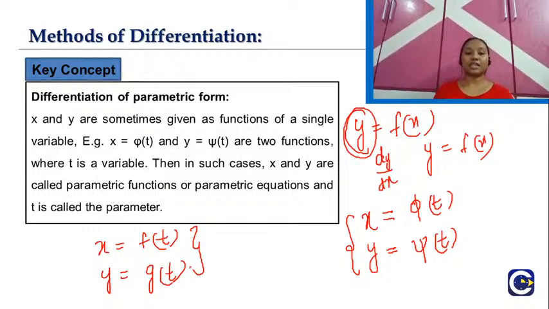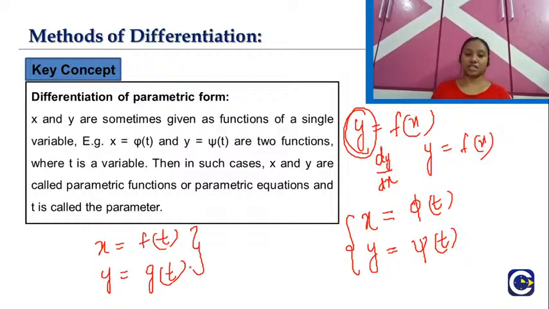In these typical cases, x and y are called parametric functions, because the functions are not given in terms of the regular variable. Instead, they are given in terms of a particular variable, which we call a parameter. So we have x equal to the function f of t and y equal to the function g of t, where t is the variable which we call here a parameter. And these two functions x and y are called our parametric functions.